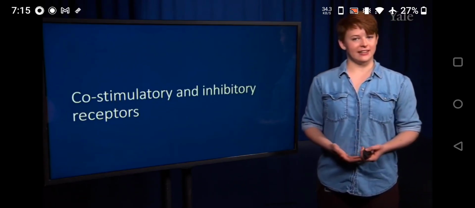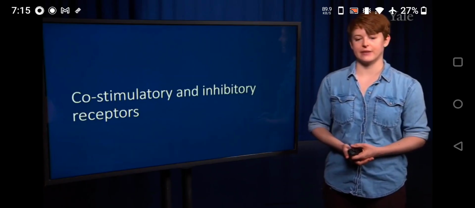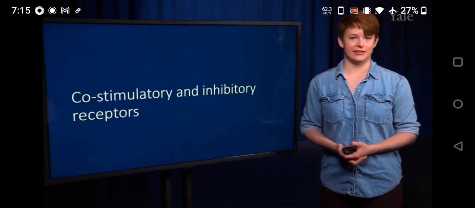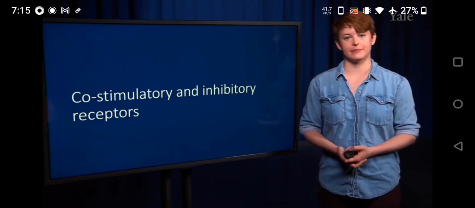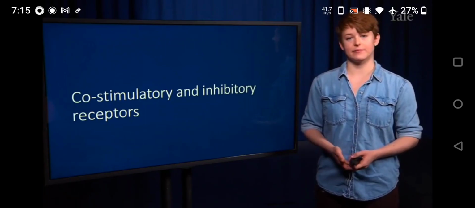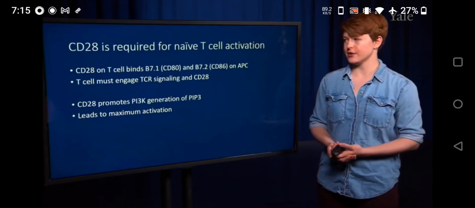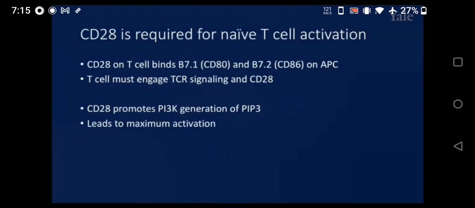Okay, so finally we're going to discuss a few co-stimulatory and inhibitory receptors. These are receptors that are important for modulating the signaling through the main receptor, which is the TCR or BCR. So one of these co-receptors is known as CD28. CD28 is required for naive T cell activation.